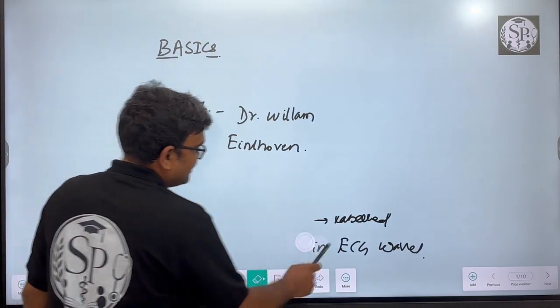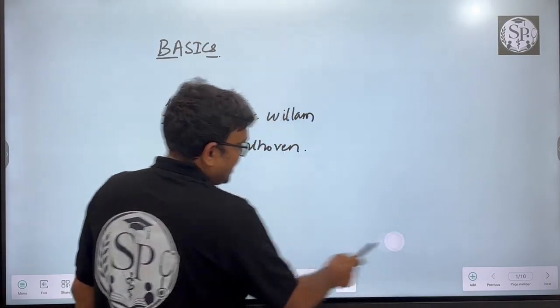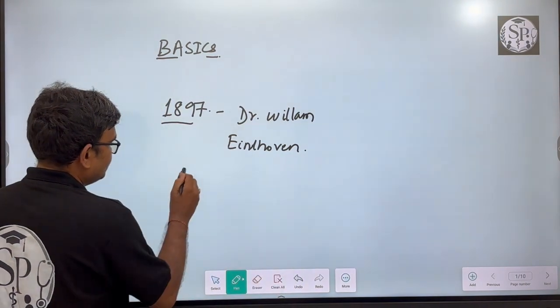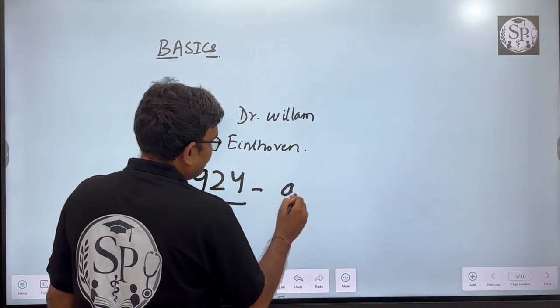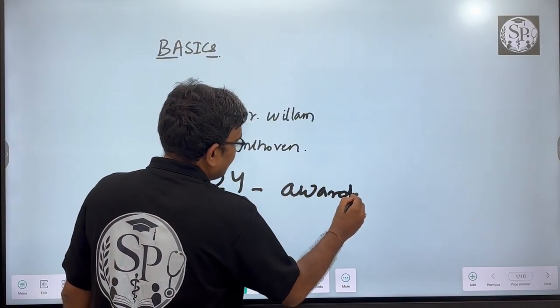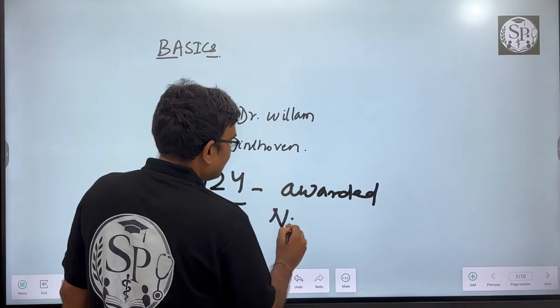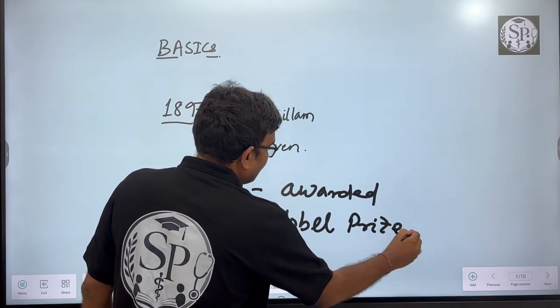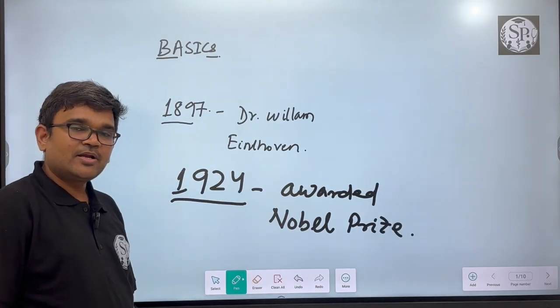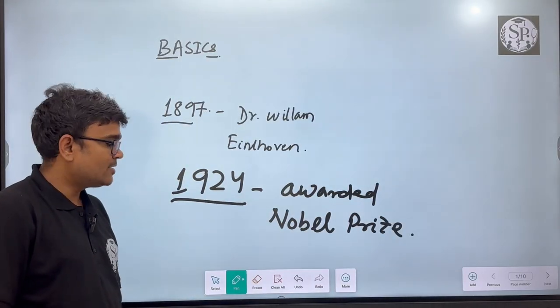William Einthoven was awarded the Nobel Prize in 1924.